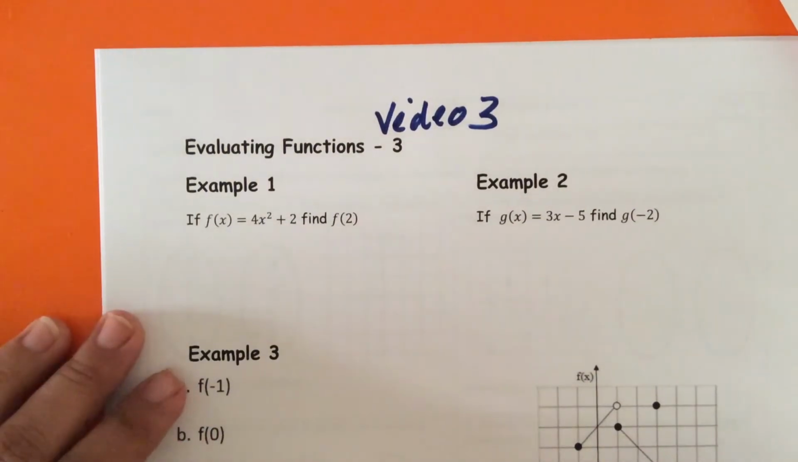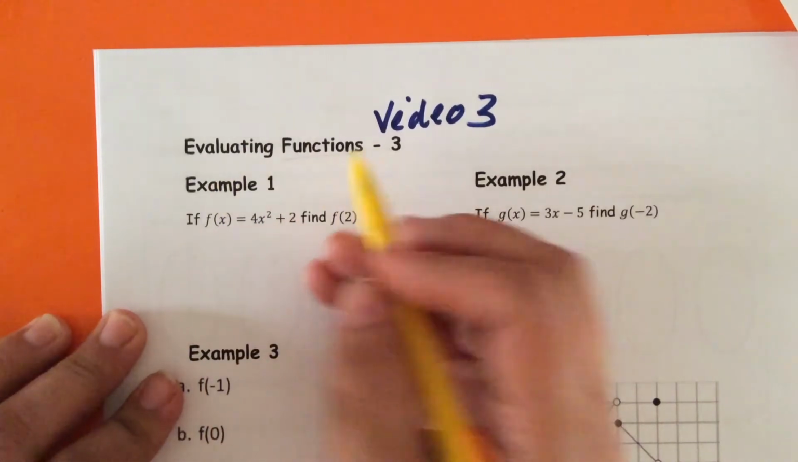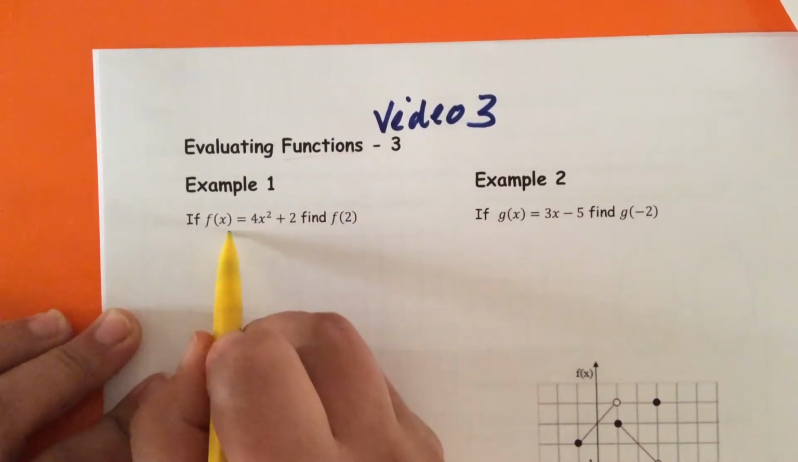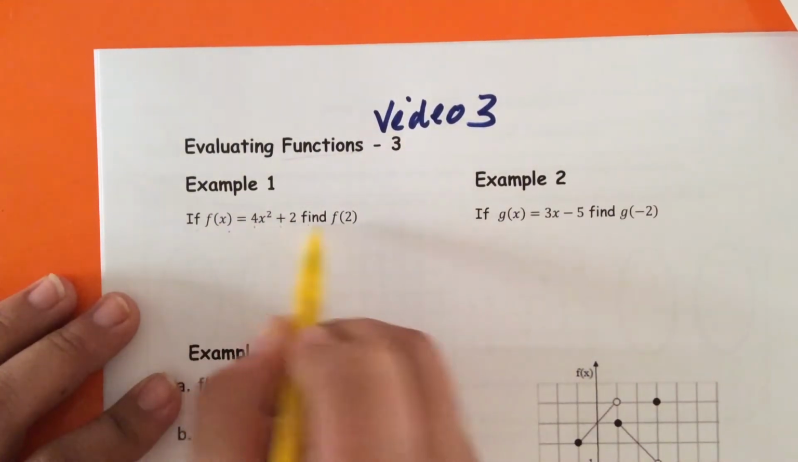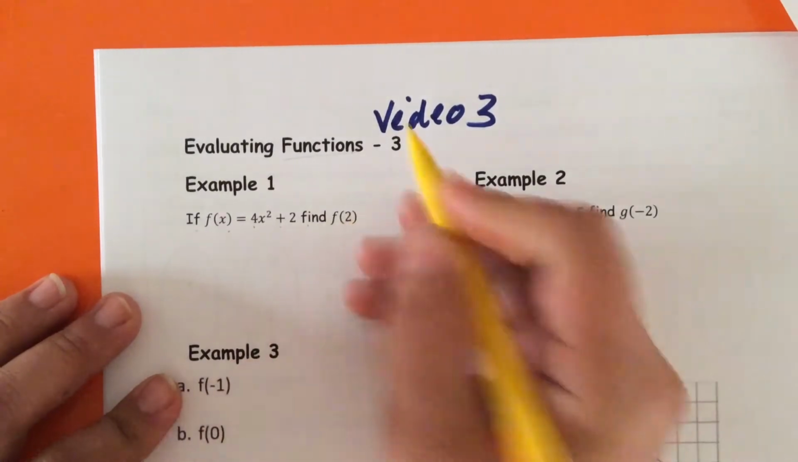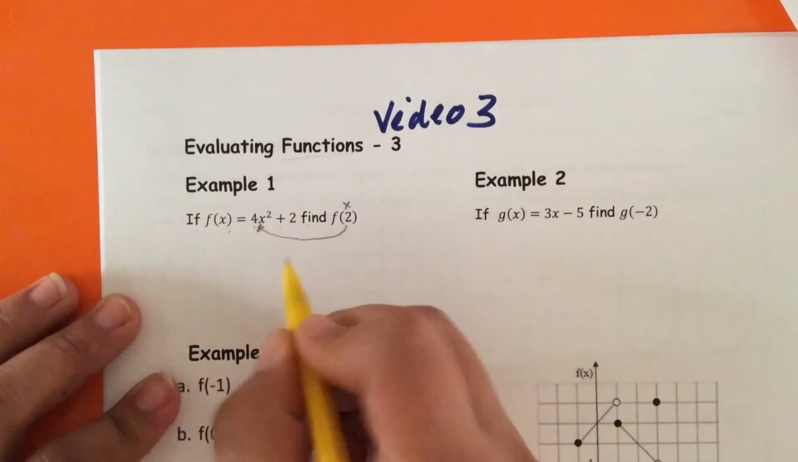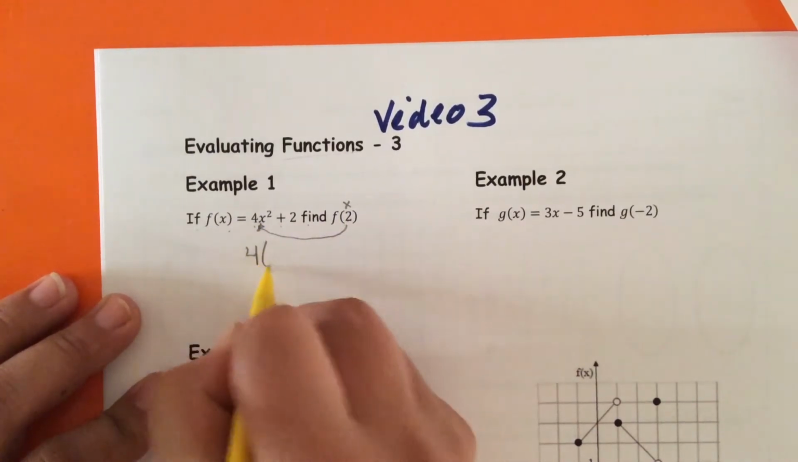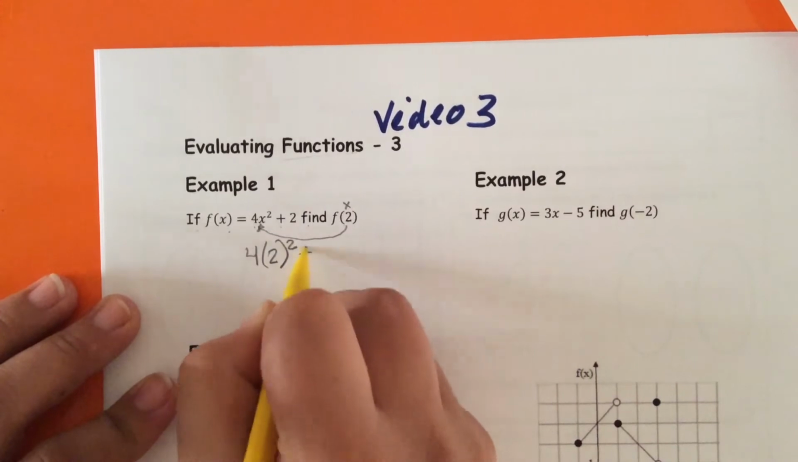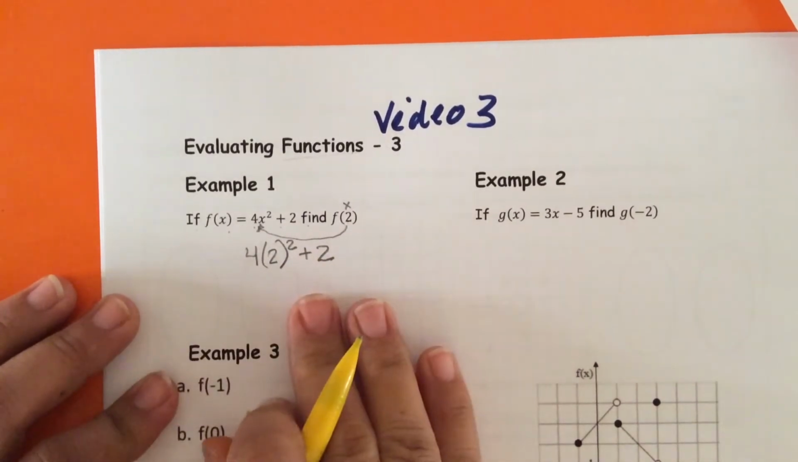Okay, we're back on video 3 and we're going to be evaluating functions. So we have f of x is 4x squared plus 2, find f of 2. So this 2 is your x. You're going to plug that in there. So you're going to have 4 parentheses 2 squared plus 2. And then you're just going to evaluate that.